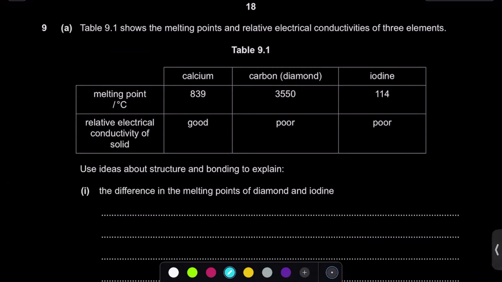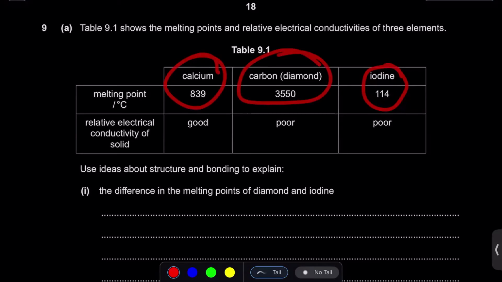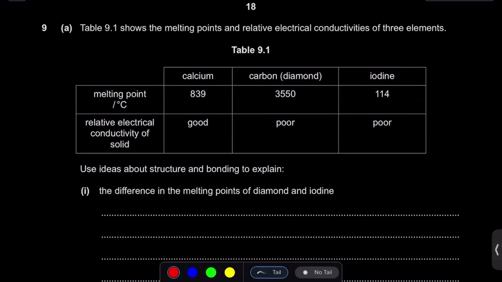The table shows the melting points and relative electrical conductivities of 3 elements. Okay. We can see calcium has a low melting point compared to carbon. This means the bonds in calcium, or rather the forces of attraction, are weaker compared to carbon. Carbon has much stronger, and iodine has much weaker compared to all of them. So this is molecular, this is metallic, and this is giant structure. We know this from the theory.